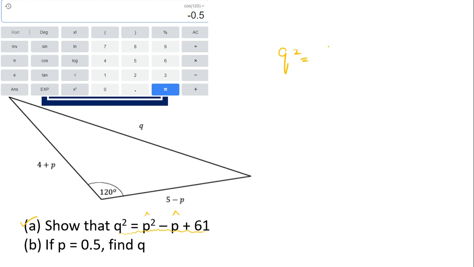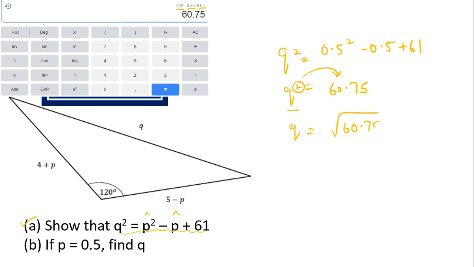So q squared equals p squared minus p plus 61, that is 0.5 squared minus 0.5 plus 61. If you check that on your calculator, 0.5 squared minus 0.5 plus 61 gives me my q squared, that is 60.75. Now, once you have that, you have to find your q. To find your q, you have to take the square to the other side. When it goes there, it becomes a square root. So q equals the square root of 60.75.